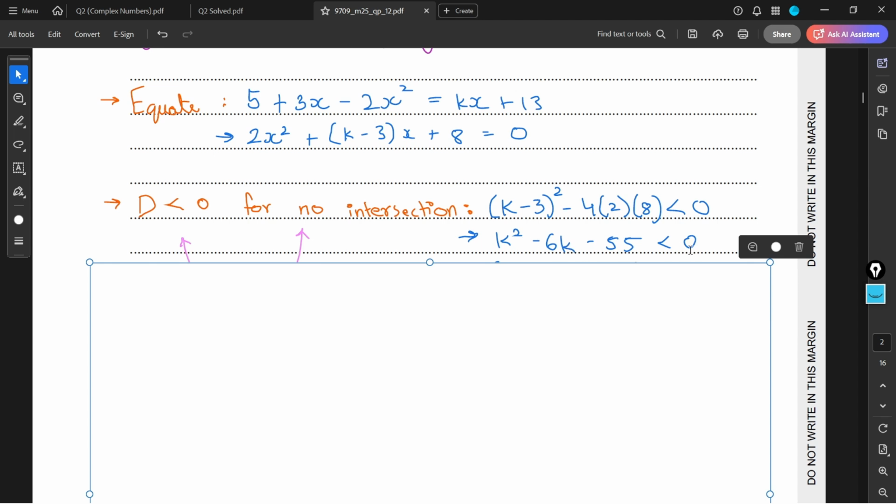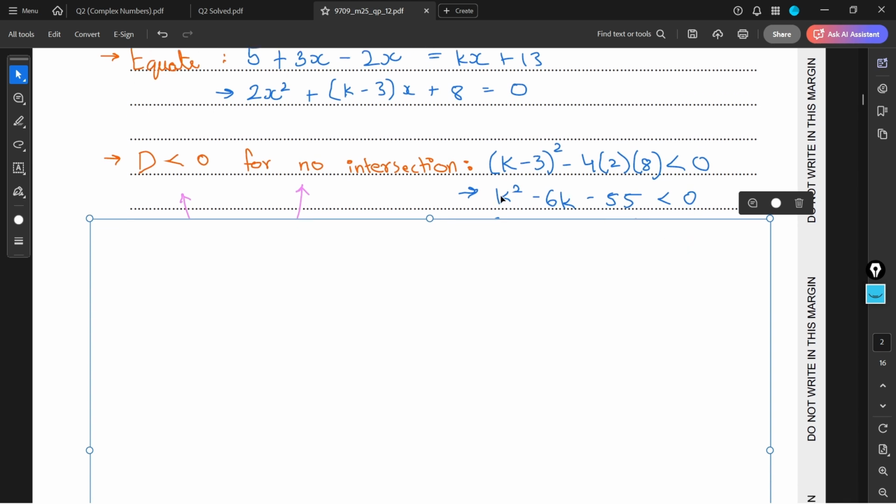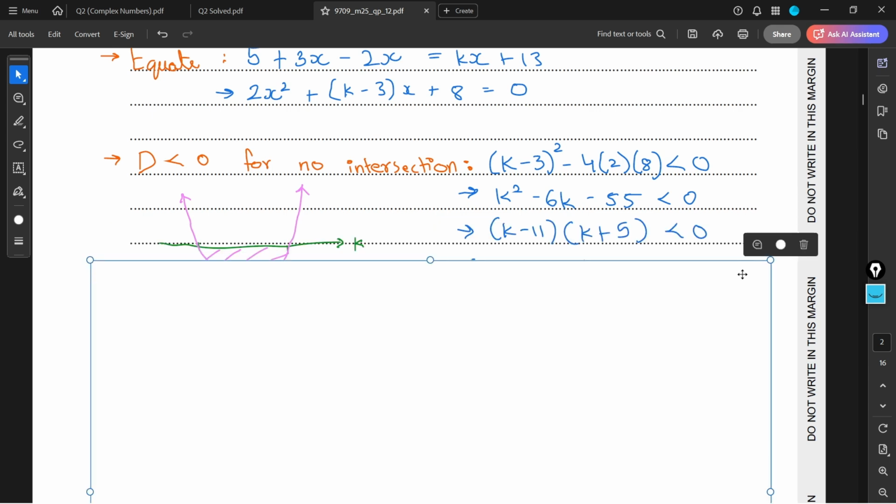Then it's all about how you solve quadratic inequalities. What I've done is use my calculator to factorize this expression, and I got two solutions, minus 5 and 11. From minus 5, I got k plus 5 as a linear factor. From 11, I got k minus 11 as a linear factor. So I can rewrite the second statement as the third statement, as you can see.